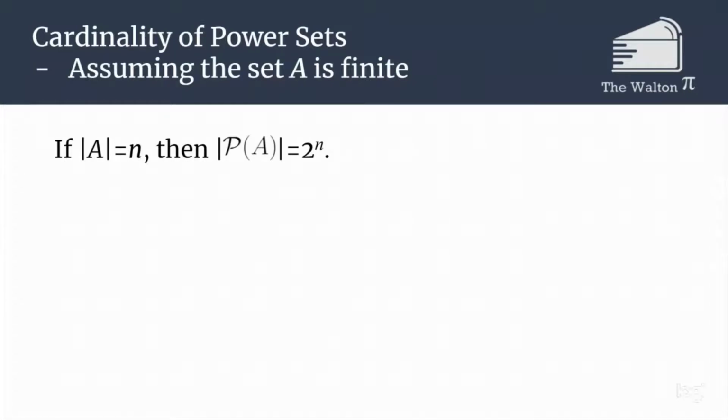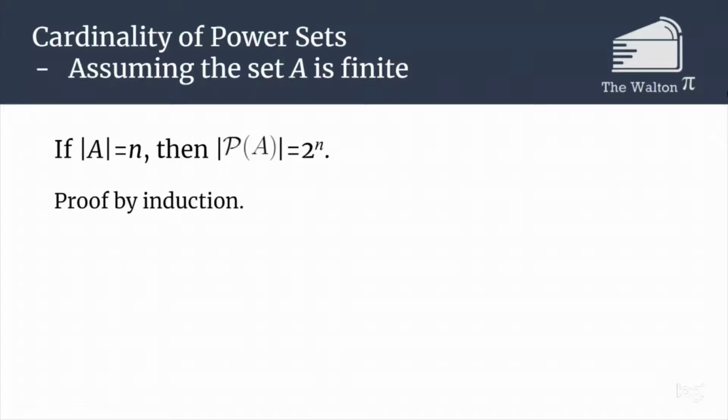So if we have a finite set A, then the cardinality of the power set of A is going to be 2 raised to the cardinality of the set A. So if the cardinality of A is n, then the cardinality of the power set of A is going to be 2 to the n. Let's go through the proof of this together. This is going to be a proof by induction.